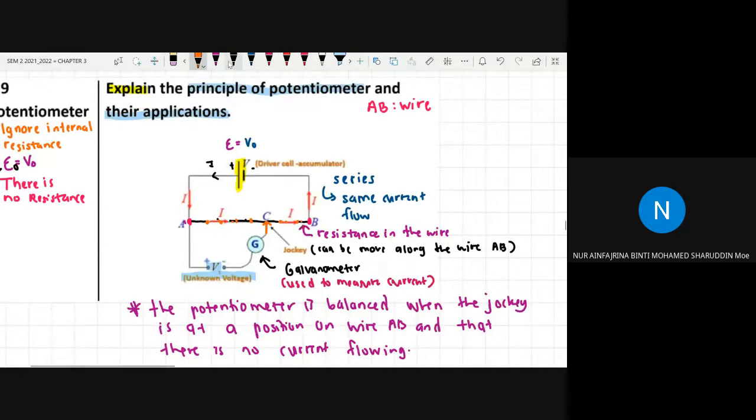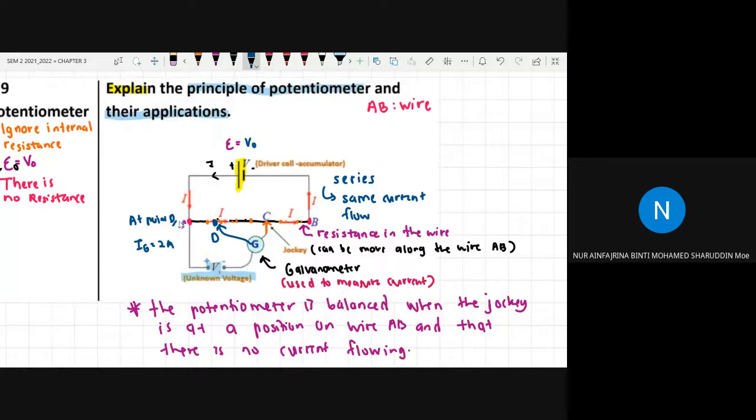Boleh. Okay, contohnya, bila Miss move my jockey to here. Alright, so for example, I move it here. So when I move it here, awak punya galvanometernya akan bagi reading. Contoh dia bagi reading of 2 ampere. So I label this as point D. So at point D, when you move the jockey, your galvanometer bagi reading 2 ampere.